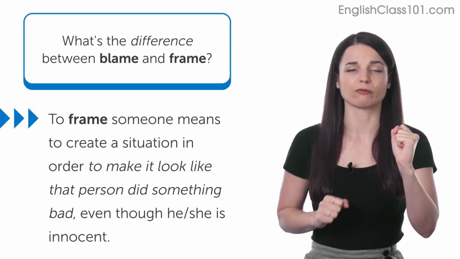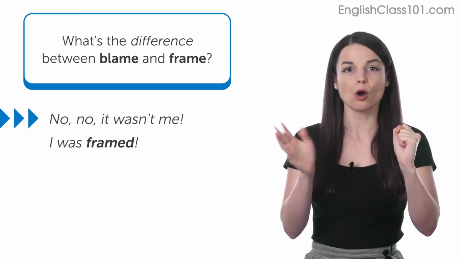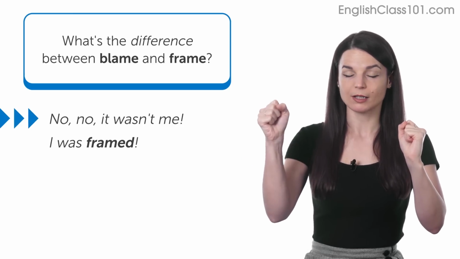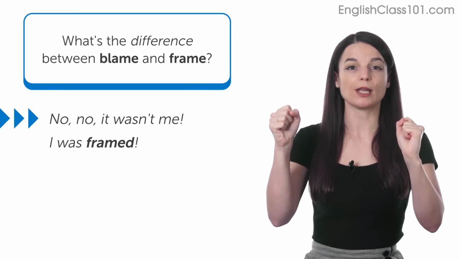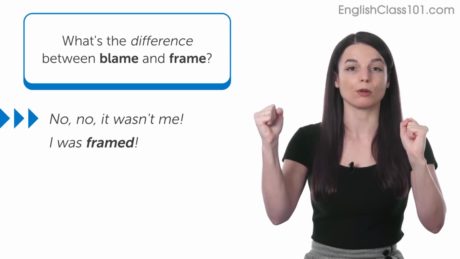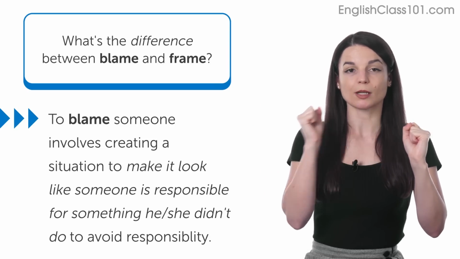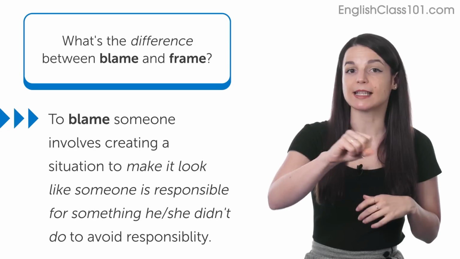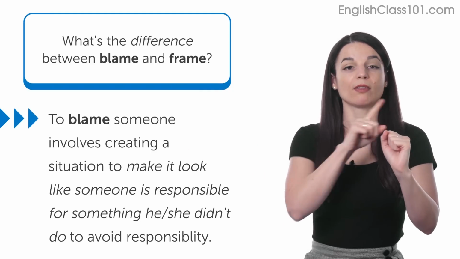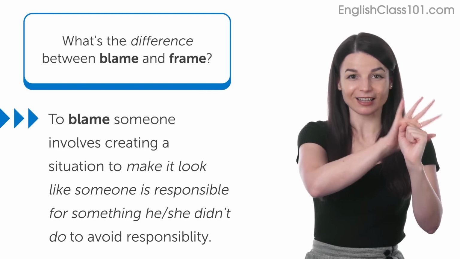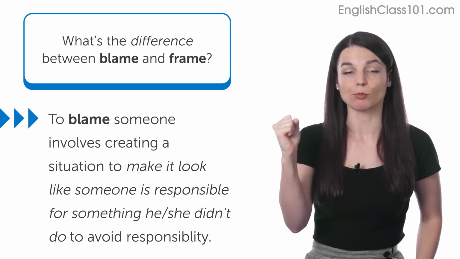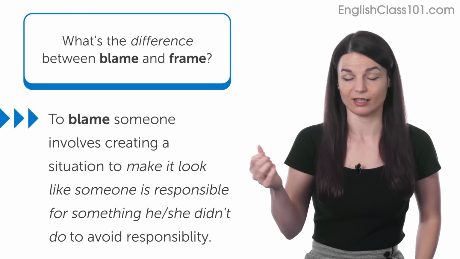We can blame this person for doing it. But this person might say, no, no, it wasn't me. I was framed, which means another person did something, created a situation to make it look like person A did this. So for example, maybe person B used person A's email address to send the sensitive information to a lot of different people. So they created a situation, they made it look like the information came from person A, but person B was actually the person to do the terrible thing in this situation.